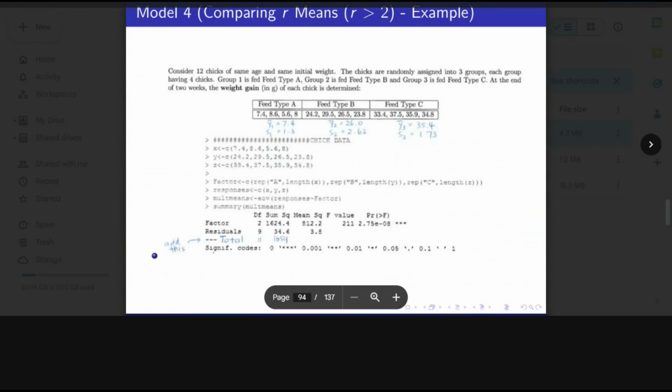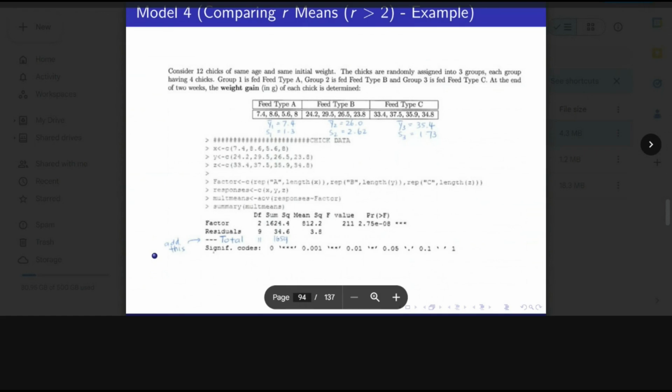This one I want to talk about. What's this factor thing? I'm making a vector of A, B, C. How many A's? As many A's as here. How many B's? As many. So length, if you remember from your statistics club, is how long a vector is. This just means repeat A 4 times, repeat B 4 times. I'm making A, B, C. This is a vector that tells R what groups the data come from.